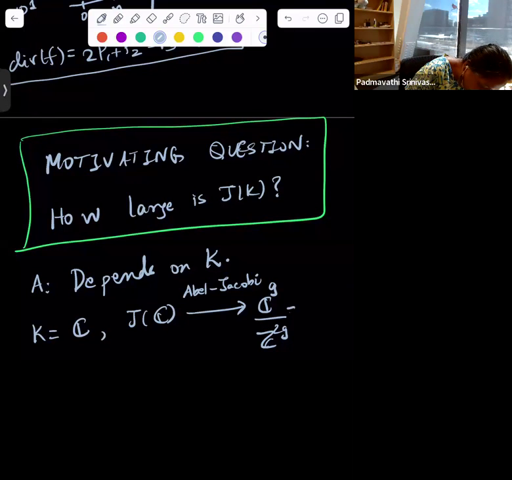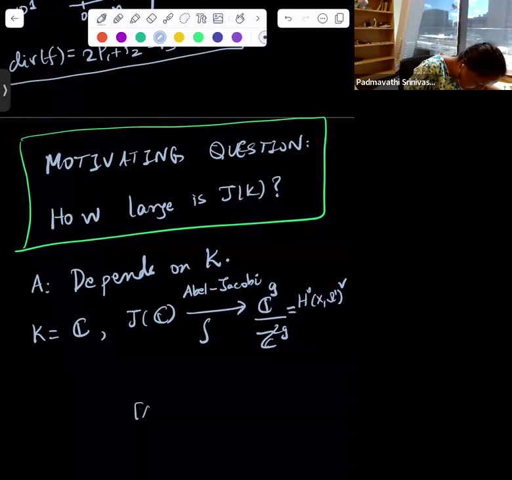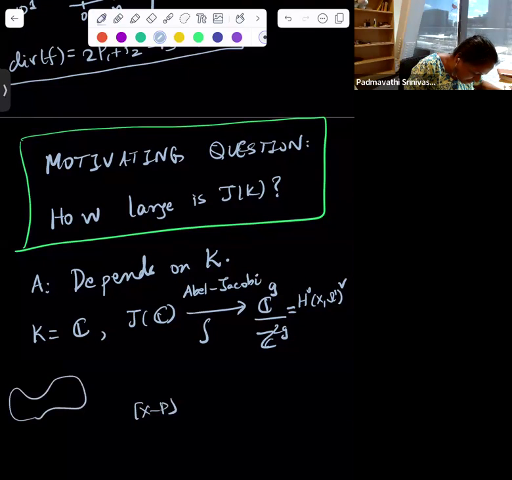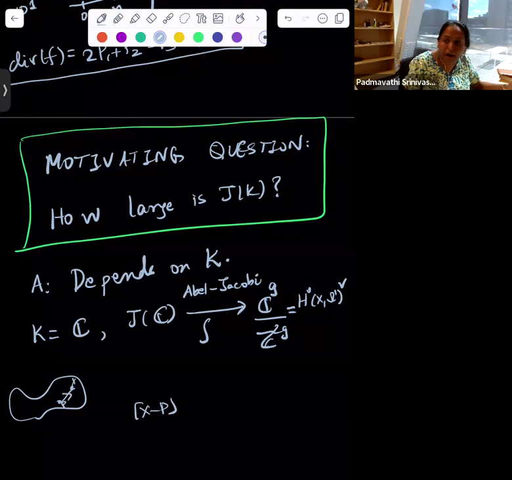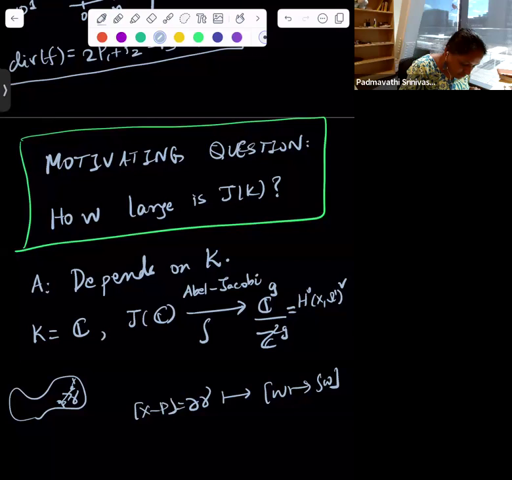And more canonically, this comes from the integration pairing on a Riemann surface, so on X. So you take your degree zero divisor X minus P on your Riemann surface. If you have two points, you can draw a path connecting the two. So this X minus P is the boundary of some path, and you can integrate differential forms along this path. And of course this depends on the choice of path, and that's this lattice you mod out, right?